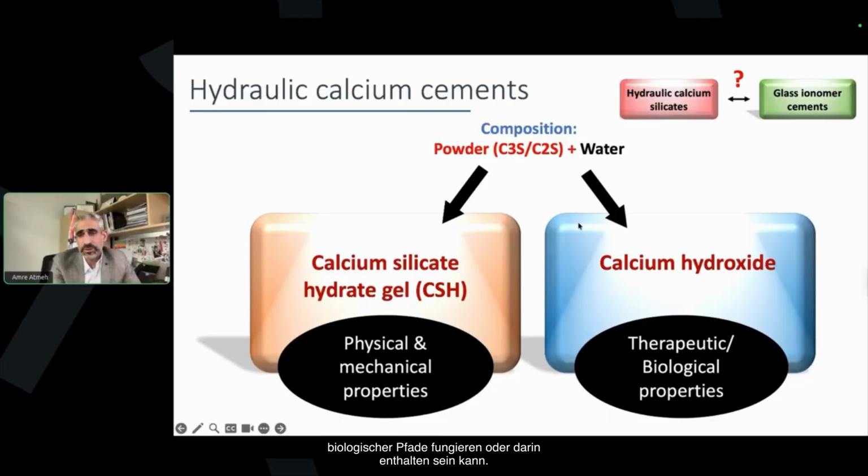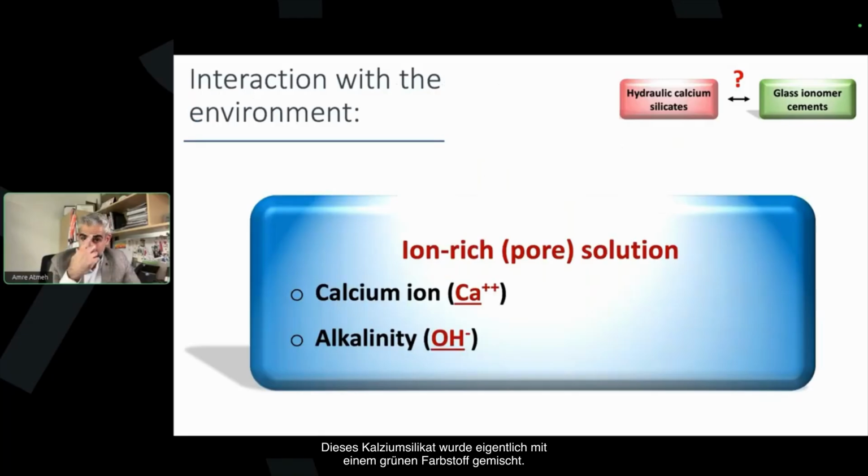While the calcium hydroxide is produced as a porous solution within the cement. You can imagine it as a sponge filled with water. This water is rich with calcium hydroxide. And that's why the calcium hydroxide mediates the therapeutic and biological properties, mainly due to the hydroxyl ion and, besides that, the calcium, which can function in many biological pathways that happen during healing.